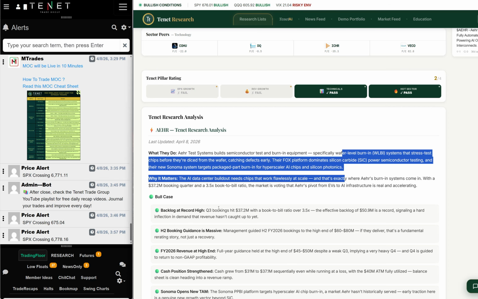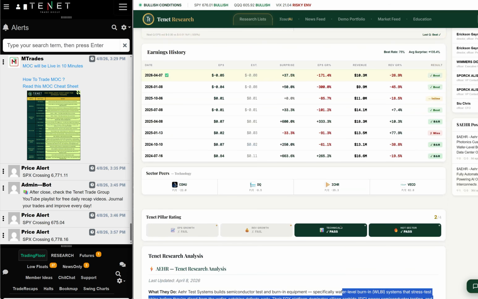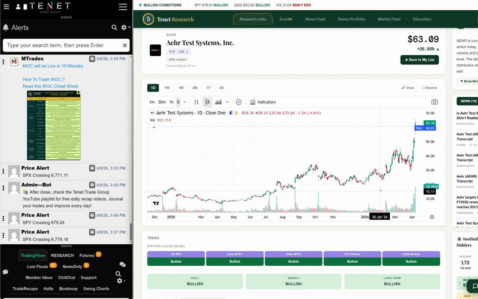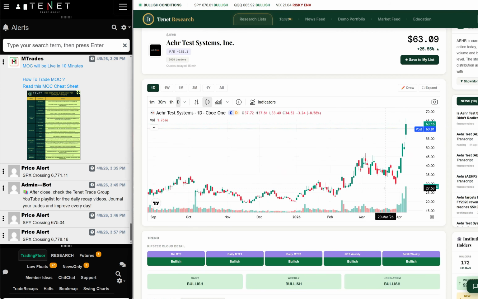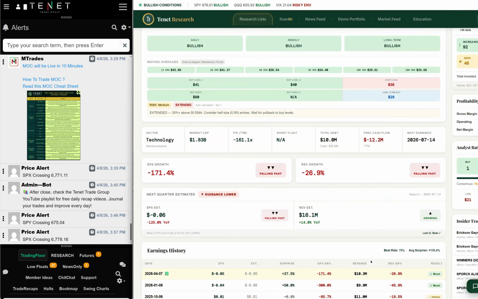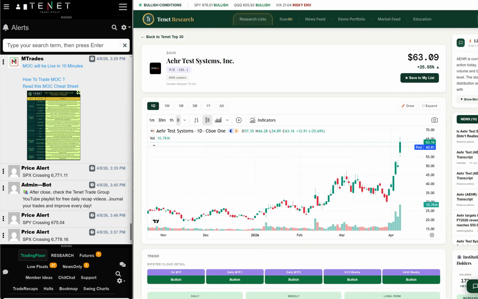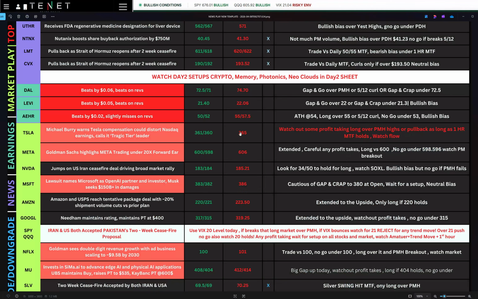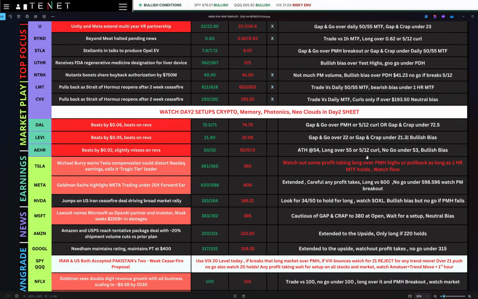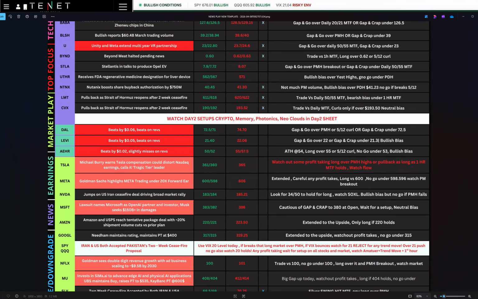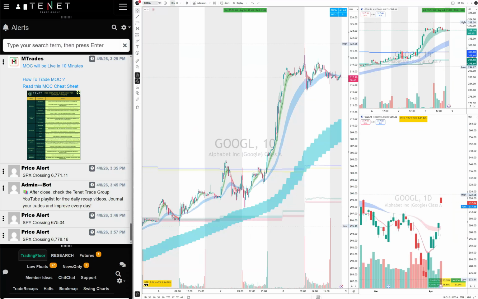Their backlog hit record highs. Second half booking is massive. They're still trying to make a profit, but they are really showing a lot of good revenue growth there. So let's take a look here. What was our plan in the pre-market on AEHR? The earning play. All-time high 54, long over 55. Simple plan, long over 55.